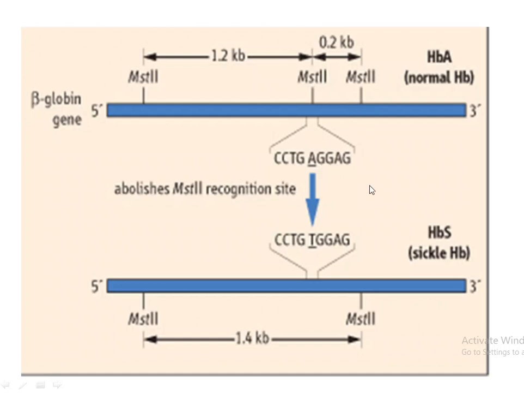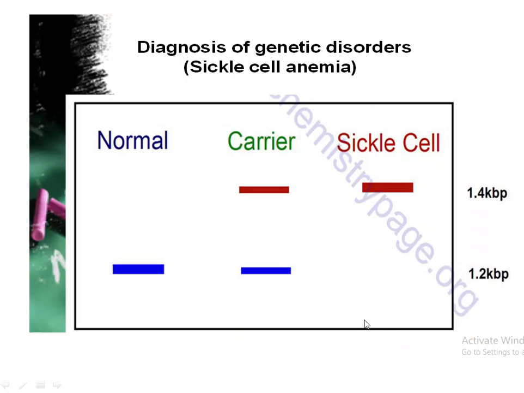whereas other restriction sites for MST2 are preserved. So, the analysis of the DNA pattern of a normal individual, the heterozygous individual who is the carrier of the disease, and the individual who is suffering from sickle cell anemia will yield three different patterns, as can be seen here in this slide.